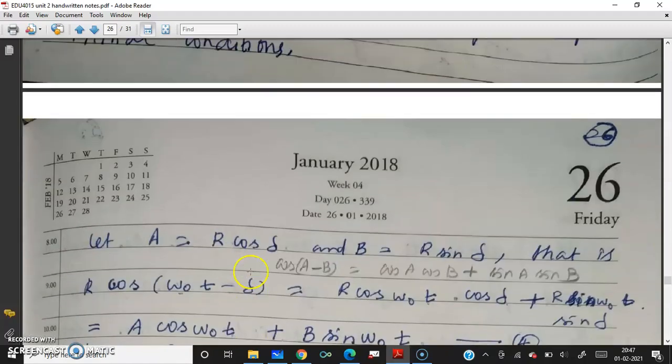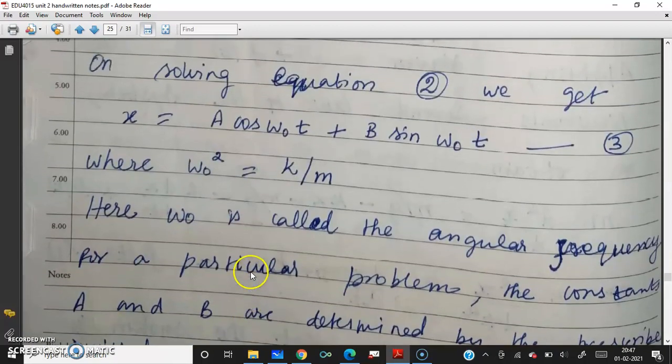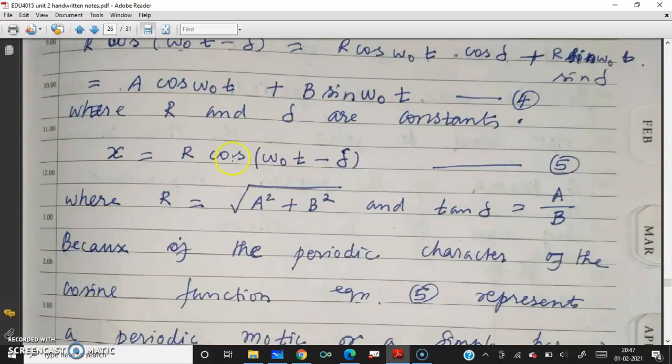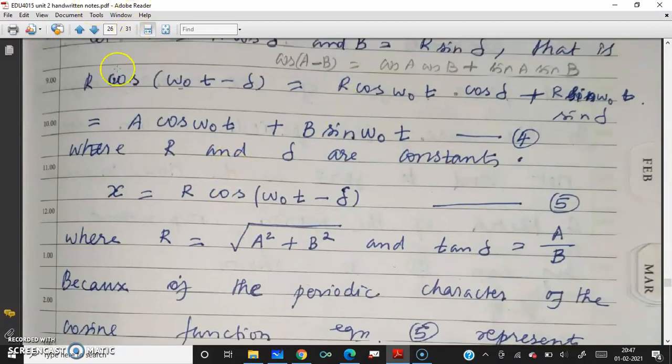Now our x becomes, what is our x? X is a cos omega naught t plus b sin omega naught t. That is reduced to something very simple. That is what we have seen. That is nothing but r cos of omega naught t minus delta. So it reduces to r cos omega naught t minus delta. This is equation 4. Using equation 4 we got this.